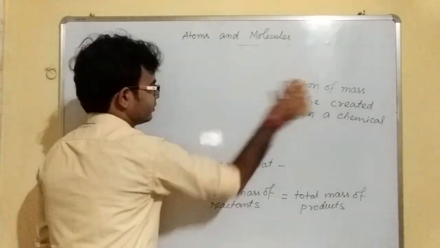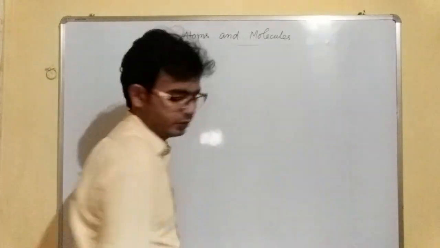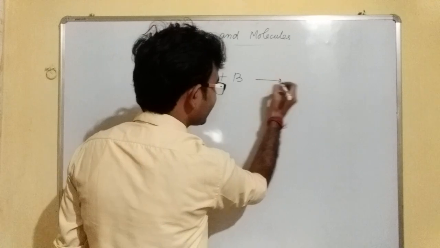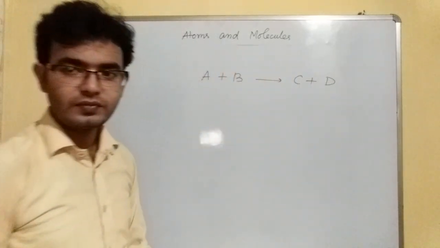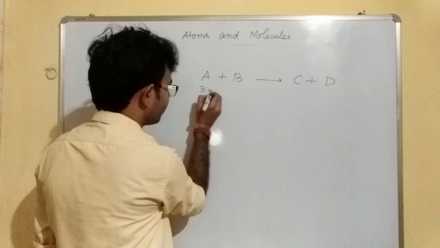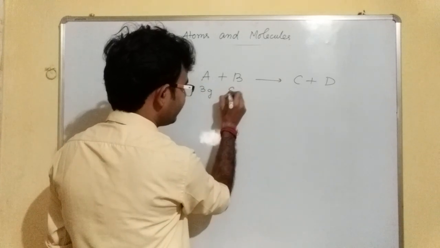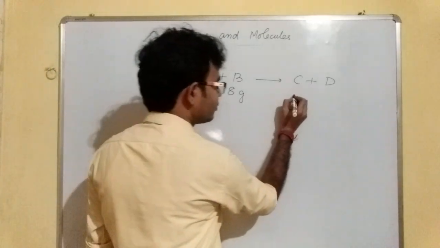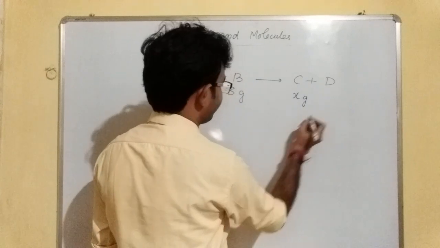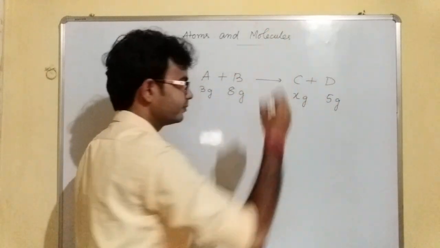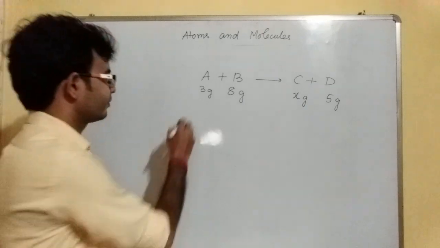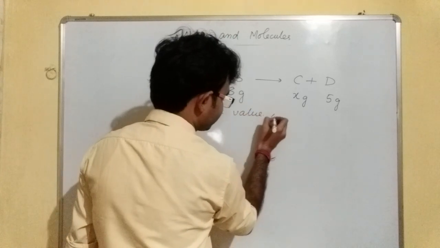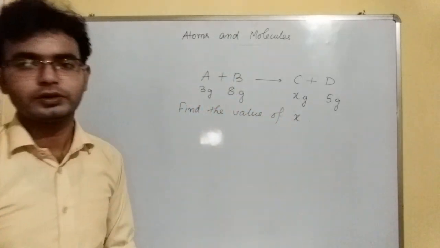इरेज कर देते हैं इसको. Okay. Now suppose A and B they react to form C and D. Okay, C and D. 3 gram of A reacts with 8 gram of B to form X gram of C and 5 gram of D. Okay, 5 gram of D. Find the value of X. The value of X. Okay, that's the question.